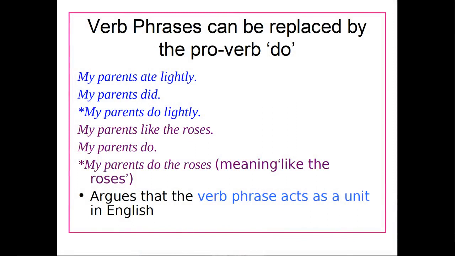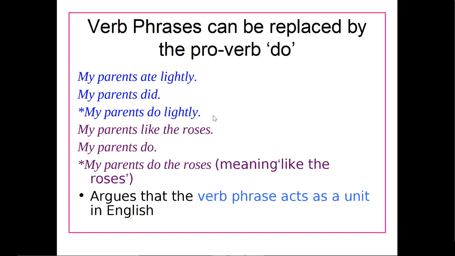So verb phrases can be replaced by the verb "do." That indicates, again, that they are a unit, because they can consistently be replaced by this other thing, and that indicates where the boundaries of a verb phrase are. So we can say "my parents ate lightly," or we can say "my parents did."